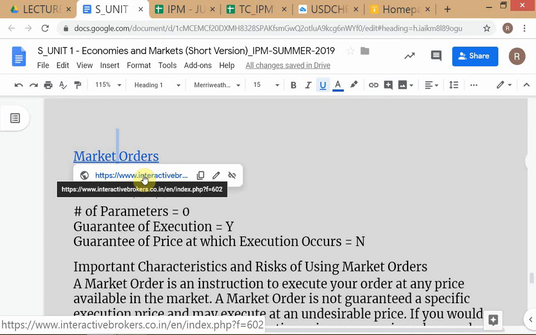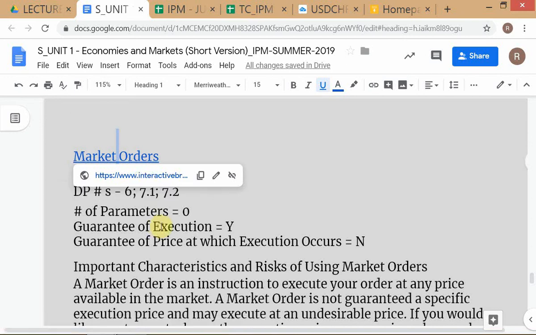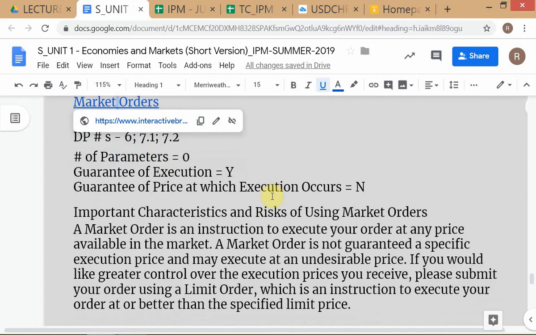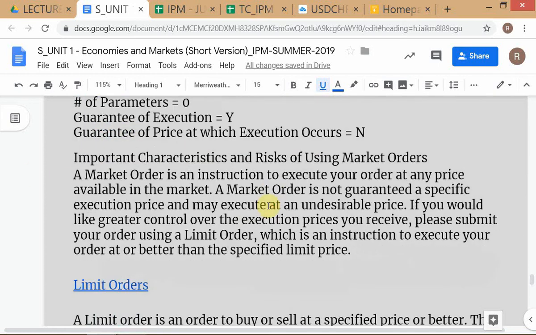In that you use many of these order types which you see on the Interactive Brokers page. So if you want to learn more than what has been taught in the syllabus, you can go there and learn about order types. We are only teaching you the very basic order types. So the main thing: no guarantee of the price, because you're just telling the market, just sell it now or just buy it now. I don't care what the price is. Just give me my position.